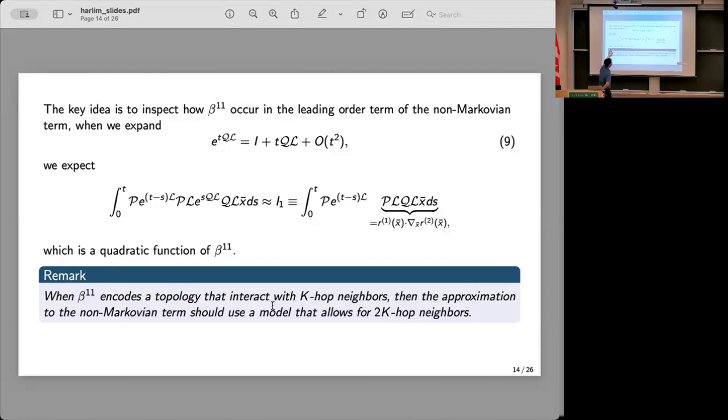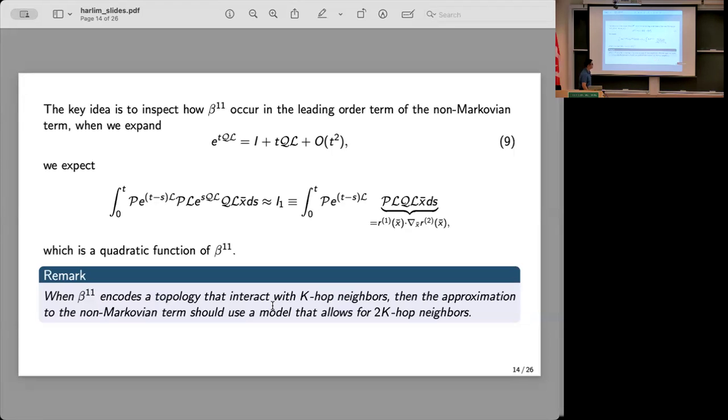So in this case, if you approximate this just by the leading order term, by calculating this, you'll see this is actually R1 inner product with the gradient of R2. So if R1 depends linearly on beta 1, the gradient of R2 also depends linearly on beta 1. So the dependence is actually quadratic. Now, if beta 1 is telling you the characterization of k-hop interactions, that means the non-Markovian model that we should use should at least allow for 2k-hop interactions. So the design of the architecture should at least allow this. And you'll see that in the numerical experiment.